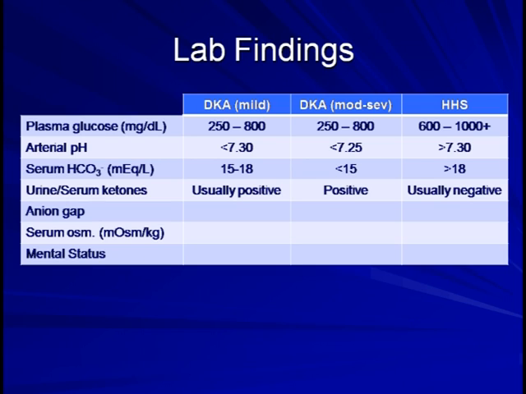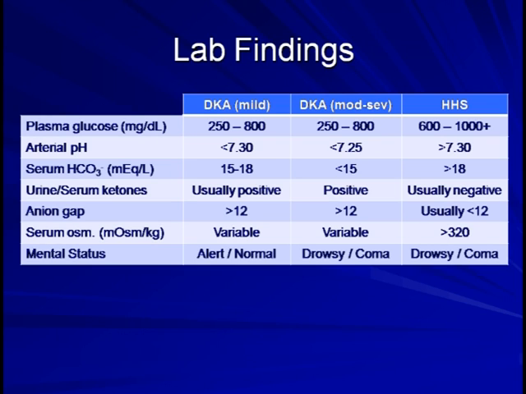We'll talk more in a minute about why mild DKA can have no detectable ketones, despite my original statement that ketoacidosis is a required feature of the syndrome. The anion gap in all forms of DKA is elevated, while it is usually normal in HHS. Serum osmolarity in DKA can be very variable, while it is almost always increased in HHS, usually above 320 milliosmoles per kilogram.